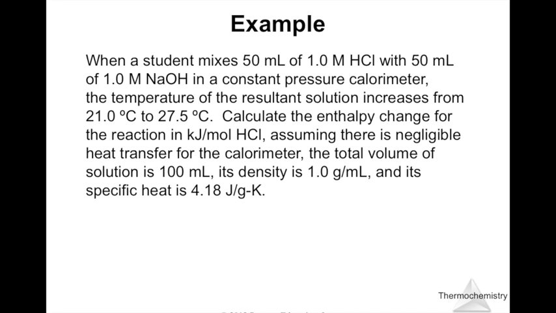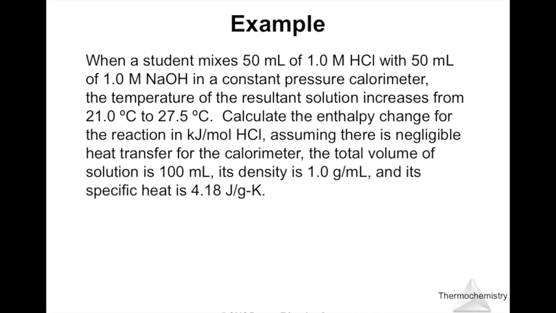So here's another example for us. A student mixes 50 mL of 1.0 molar hydrochloric acid with 50 mL of 1.0 molar sodium hydroxide in a constant pressure calorimeter. The temperature of the resultant solution increases from 21 to 27.5 degrees C. So we want to know the enthalpy change for the reaction in kilojoules per mole of HCl. We're going to assume negligible heat transfer for the calorimeter, which is going to be the case for all your questions. The total volume of the solution is 100 mL.